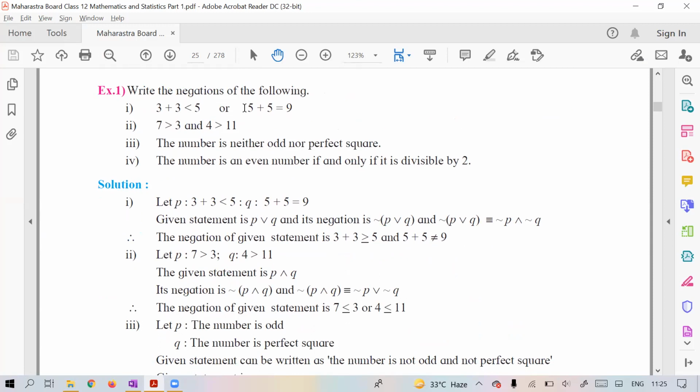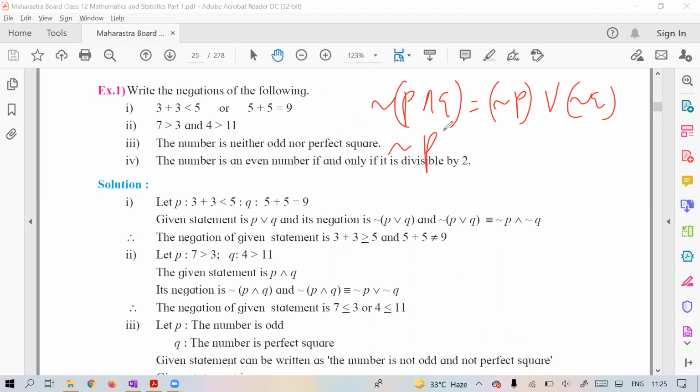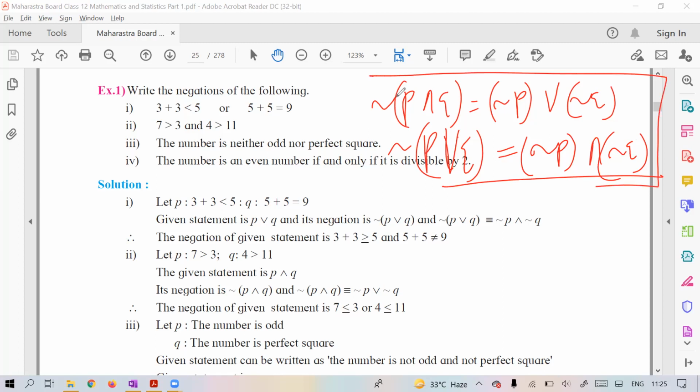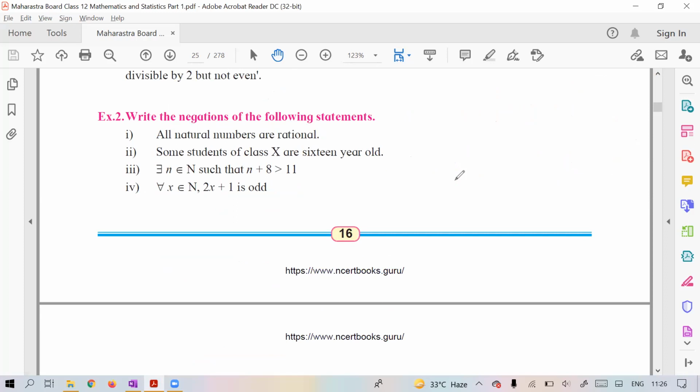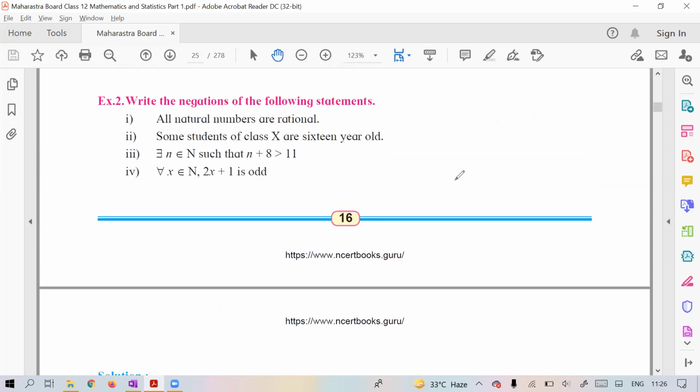So for your recalling, let me write. Negation of P and Q was negation P or negation Q. Negation of P or Q was negation P and negation Q. So these questions you can do. Negation of this. Can you try this?